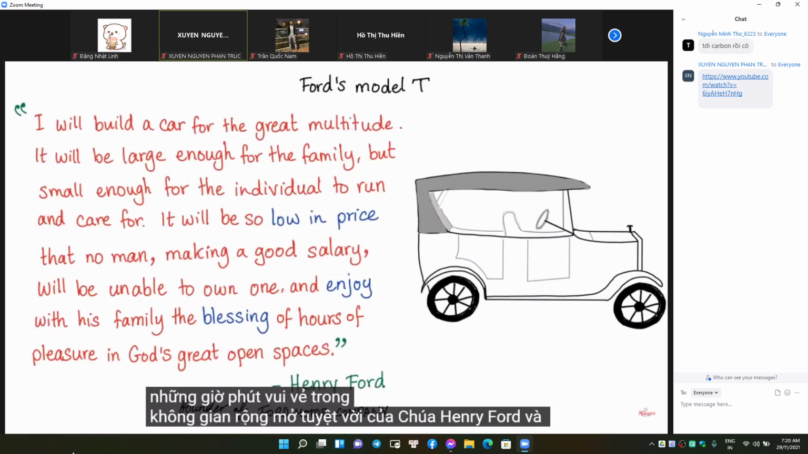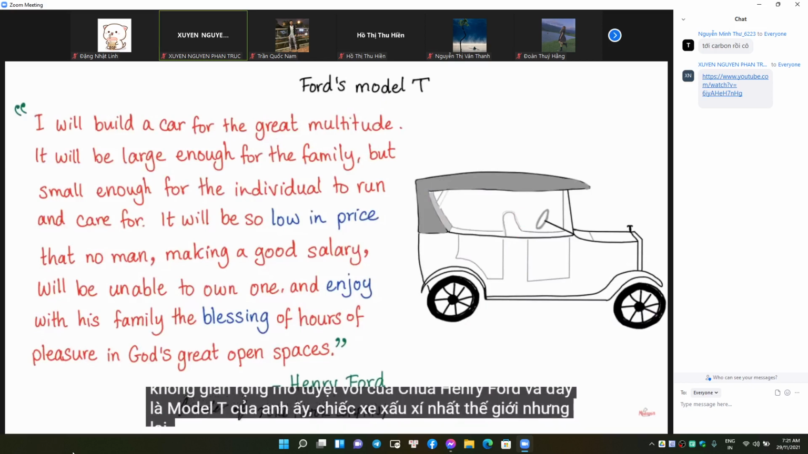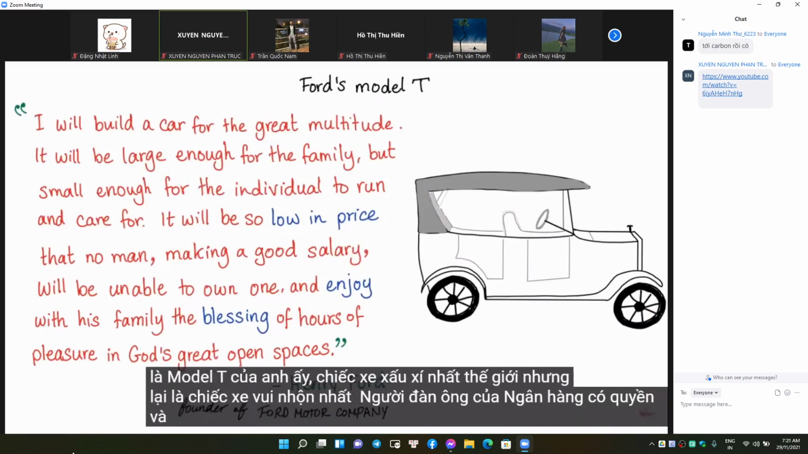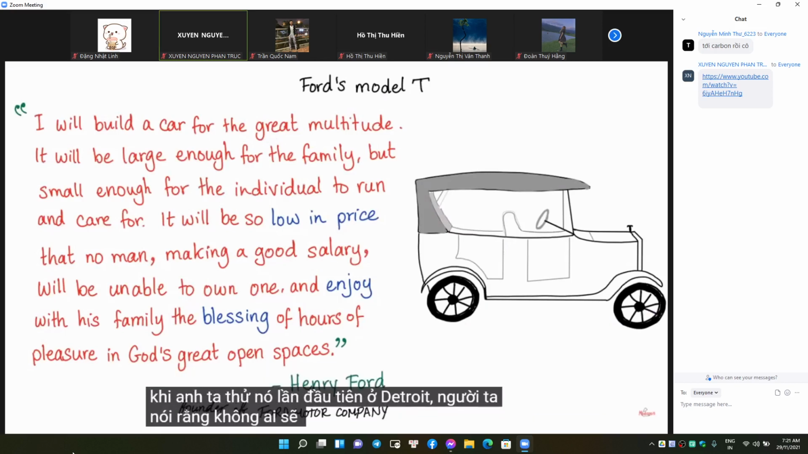Henry Ford. And this is his Model T, the world's ugliest car, but it was the most affordable back then. And when he first tried it in Detroit, people said, nobody will pay for such an interruption.